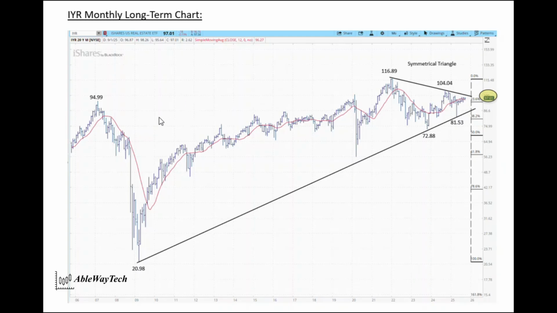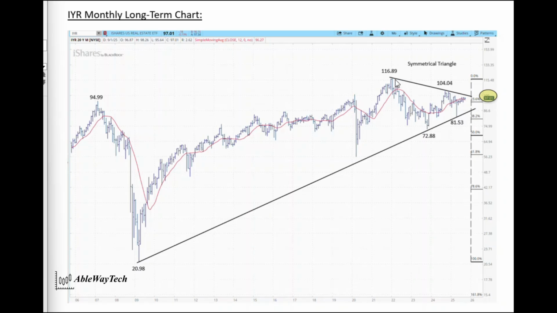Real Estate ETF. First thing we'll look at here is this dynamic sell-off during the 2008 real estate crash, where price dropped nearly 78%, from 94.99 all the way to 20.98. A 78% drop. This was followed by a 16-year up channel on the long-term chart with the confirmed trend line at this point. We see 1 touch, 2 touches, 3 touches. The power of a confirmed trend line on a monthly chart is pretty significant.